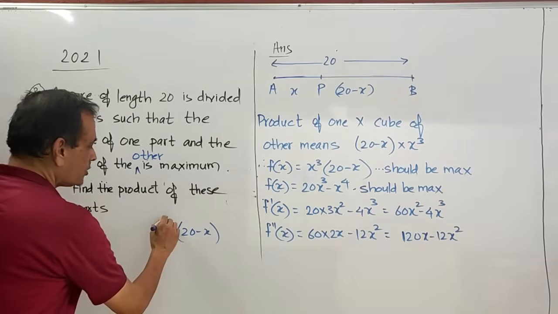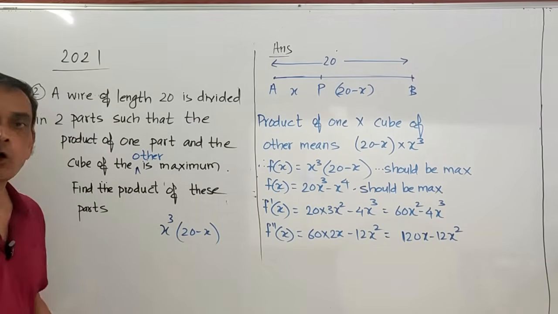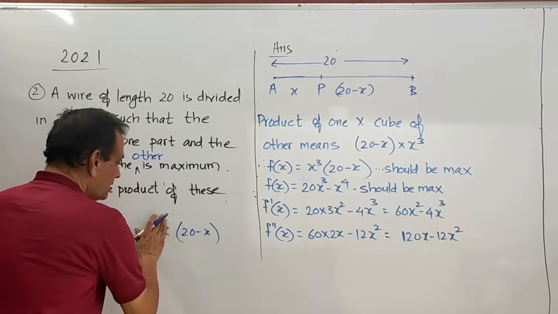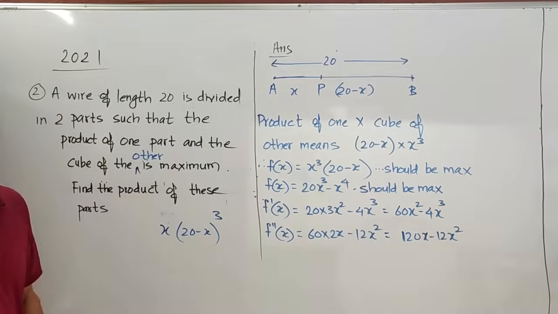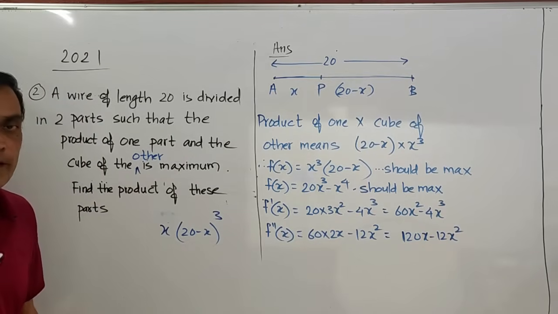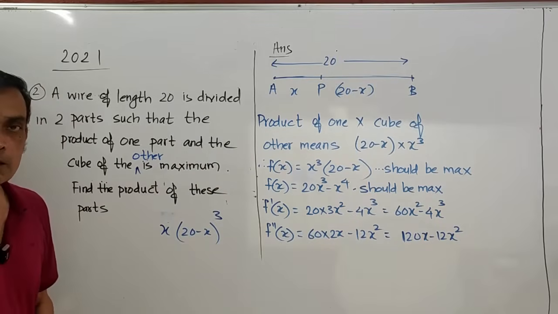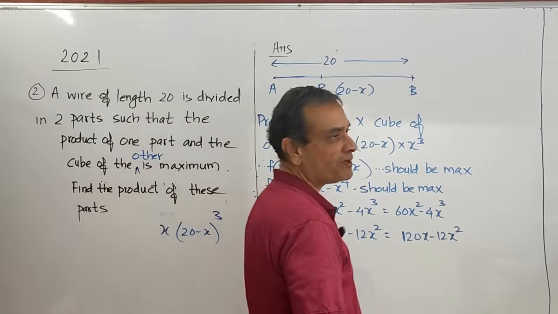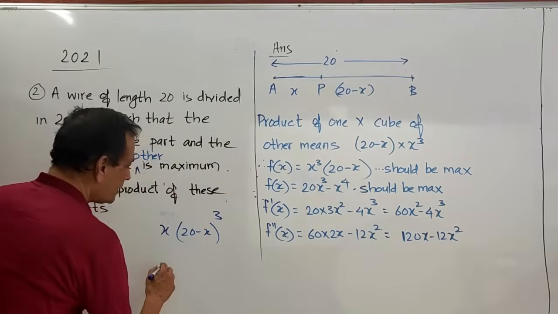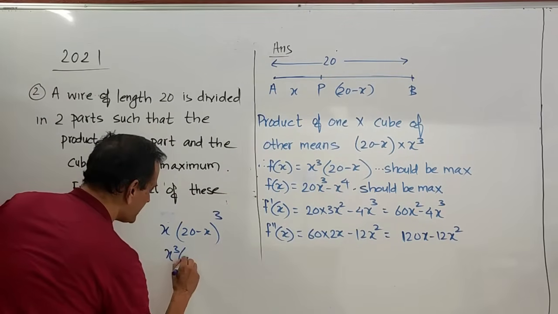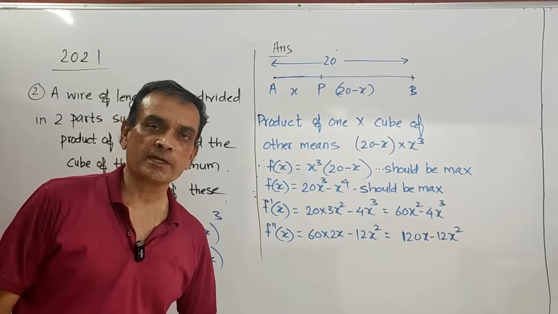Either I take cube of one part like this, x cube into 20 minus x, or keep x as it is, take cube of this. Meaning is the same. Multiplication of one part into cube of the other part. So think logically, what will be simpler? Will you take this or will you take इसका क्यूब लेके इसको ऐसा ही छोड़ दो? कौन सा आसान हो जाएगा कैलकुलेशन के लिए?